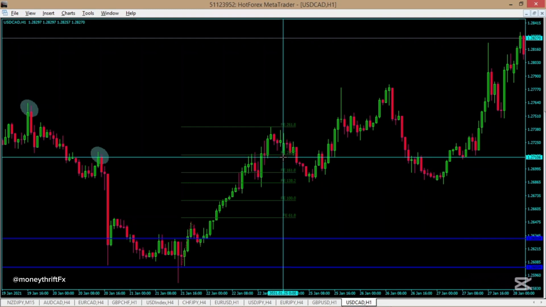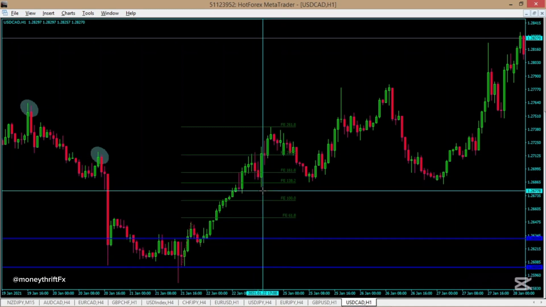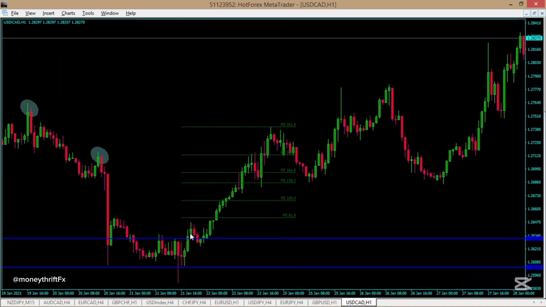But me, I would leave it till it gets here and maybe move my stop loss up. So my first TP will be right there. The first TP will be there, right at the 200 extension level. And then my second TP will be at the next resistance.